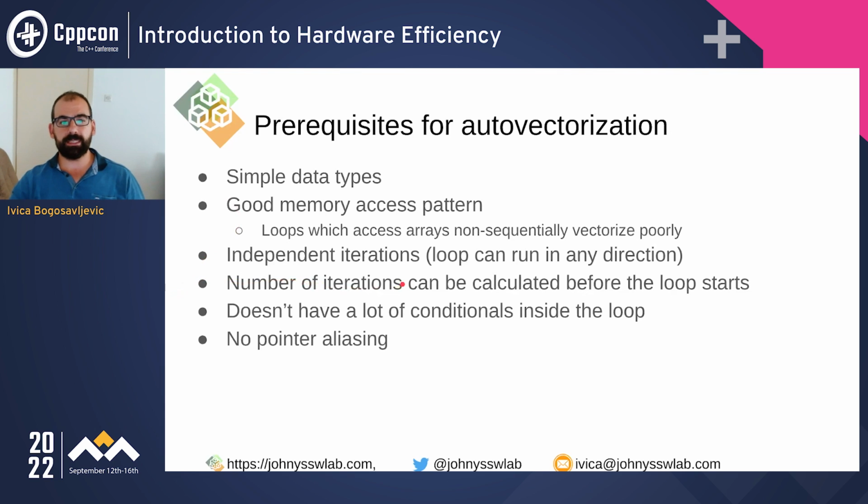The fourth thing is that the number of iterations can be calculated before the loop starts. So we have a loop which goes from 0 to n, with increment i++. What that means is that the n should be a fixed constant. It should not change while the loop is running. And also with i++, the value of i should be changed in a predictable manner. So it should not change inside the loop body, only where the increment happens.